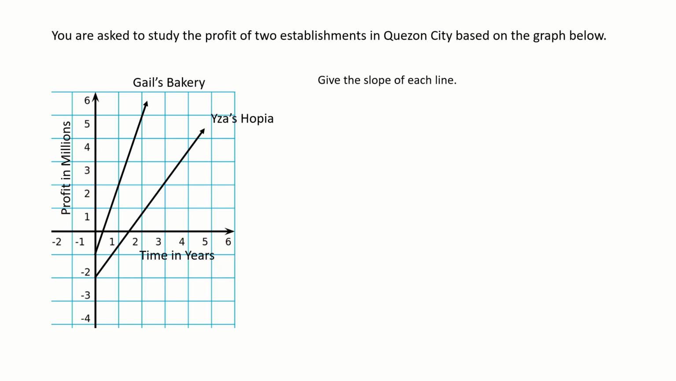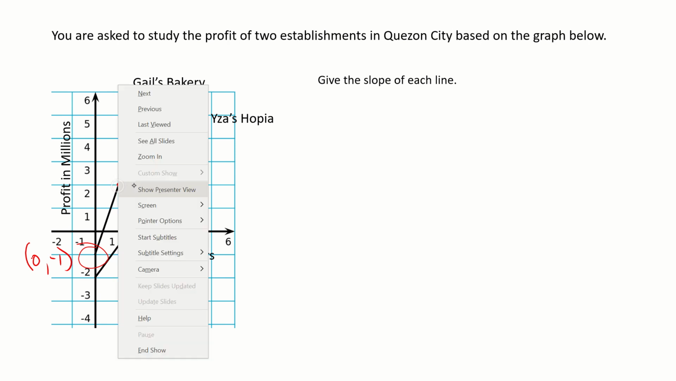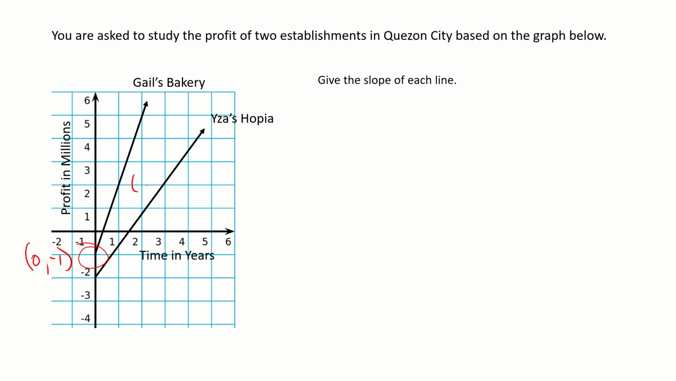Okay. Now the second question is to give the slope of each line. So for the two businesses, if you will try to check Gale's Bakery, the slope here, of course, you will be starting here. The coordinate is 0, negative 1. And then you identify a point here on the line, second point. So let us consider this point. So this point is 1, 2.